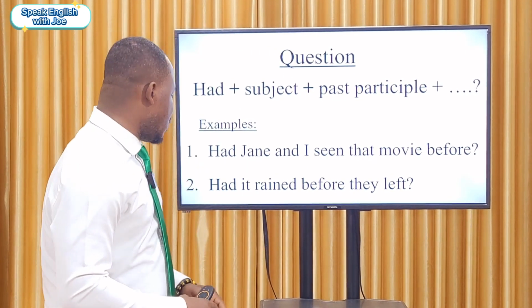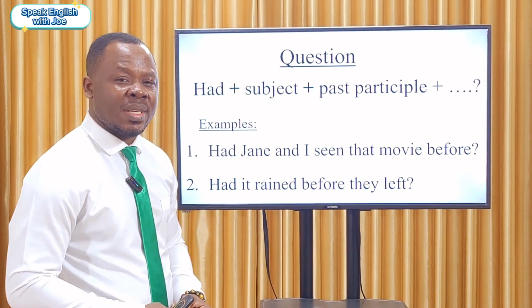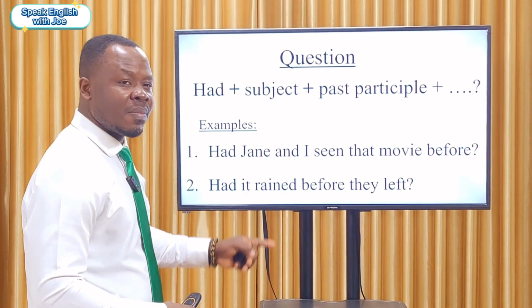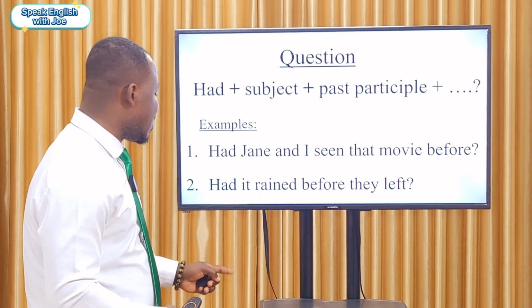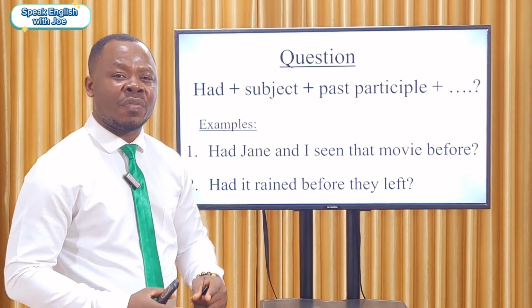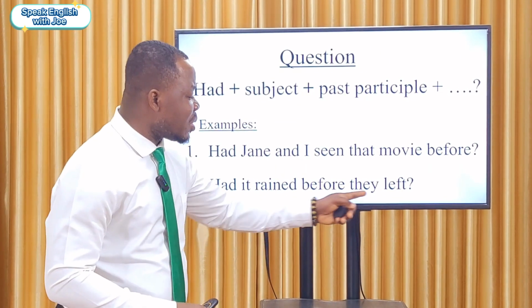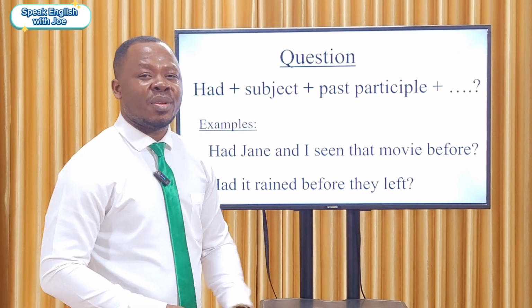And number 2, had it rained before they left? In this question, the subject is it, but we begin with had plus the subject it, plus the past participle form of the verb rain, that is rained, plus the rest of the sentence, then the question mark.